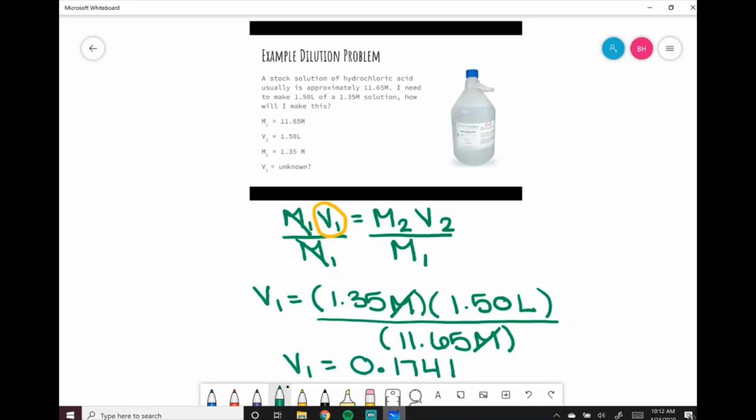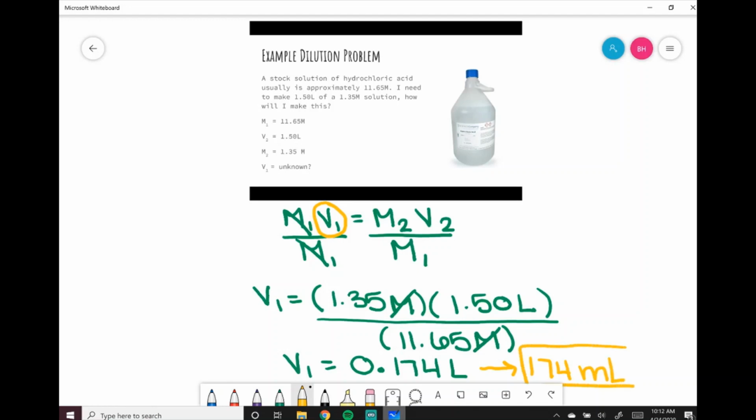0.174 liters. Now, this is fine to leave like this, but I'm going to take it one step further because we're not normally going to measure this out in liters. It's a lot easier to measure this out in milliliters. So I'm going to say it's 174 milliliters.